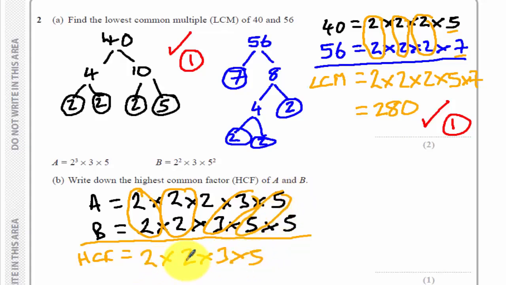So 2 times 2 is 4. Times 3 is 12. 5 times 12. 60 is the highest common factor of A and B, and that picks me up that mark.